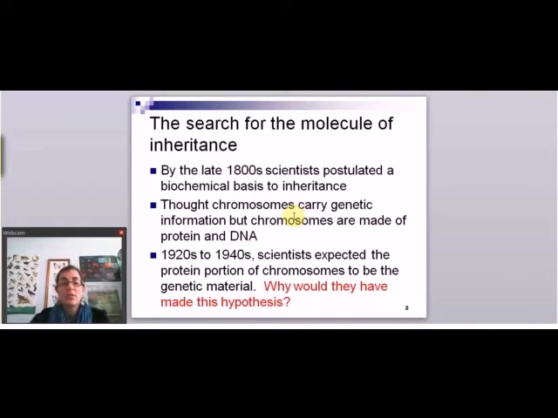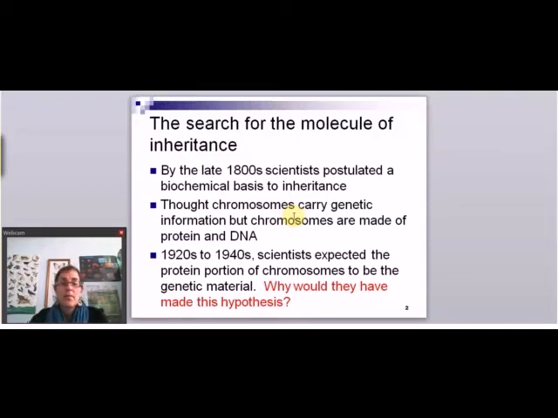Now the issue that remained for them was that chromosomes have both protein and DNA in them. So two different molecules. And so they were left with the question of which one was it? Was it the protein in the chromosomes or was it the DNA in the chromosomes? And for a lot of years, and through the first part of the 1900s, most scientists thought that it was going to be the protein part of the chromosomes.